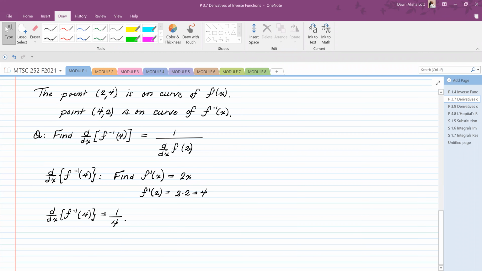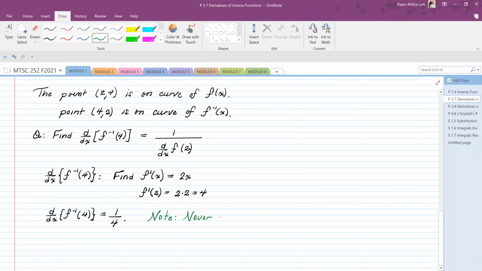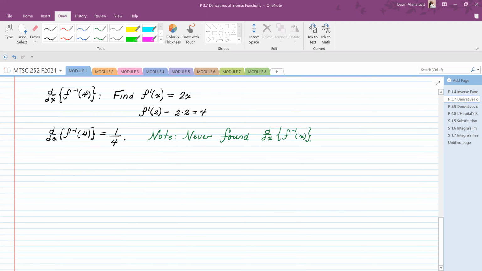Note, I never found the derivative with respect to x of f inverse of x, because f inverse of x could be pretty nasty. Okay, so here's my pretty nasty example.